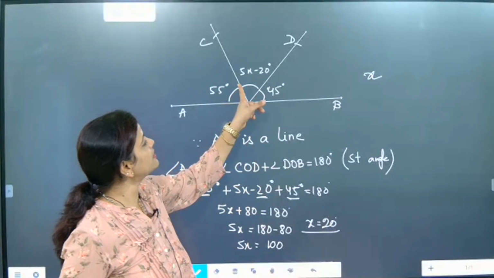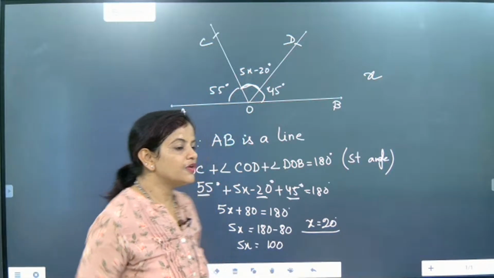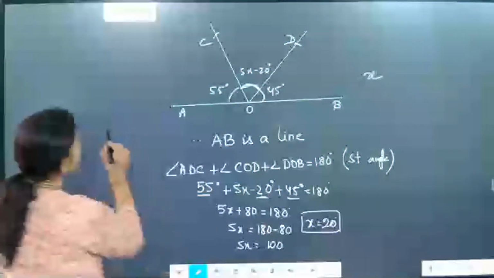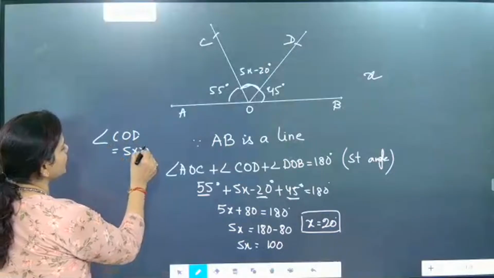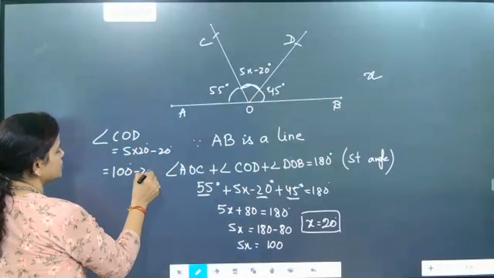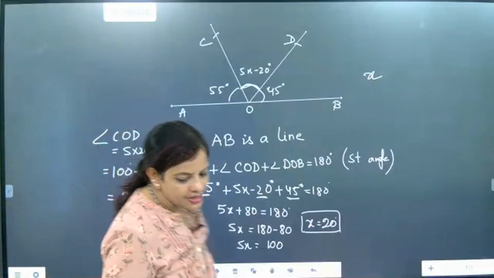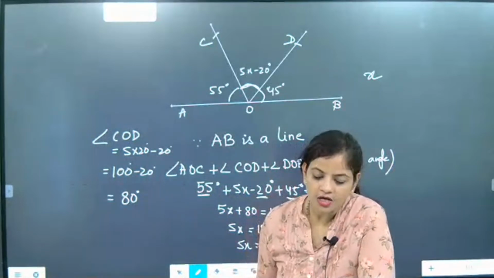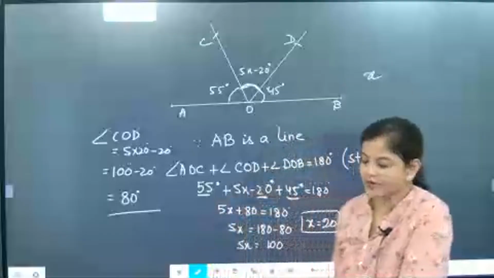And later, if they ask for angle COD, then 80 will come. So if they ask, the X value is coming as 20, and angle COD value will be what? 5 into 20 minus 20. Then it will come as 100 degree minus 20 degree. It will be coming as 80 degree. Understood? So this is exactly called what, beta? 80 degree. I hope we are going to go for the next question.